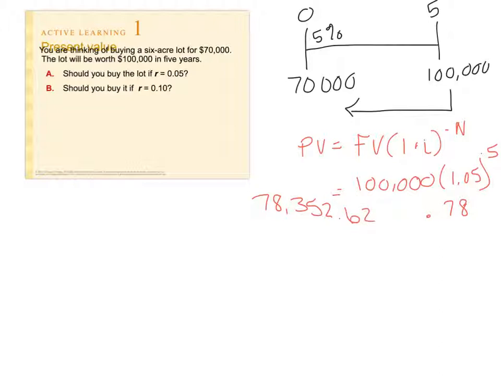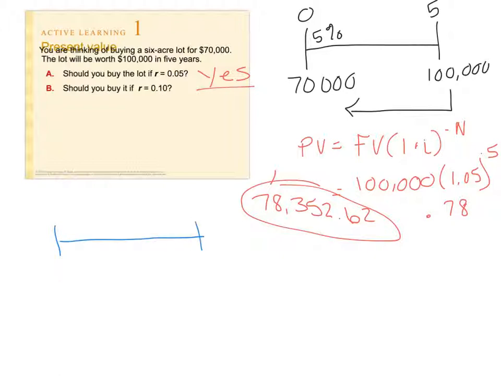Well, which would I rather have? I would rather have $78,352.62. So yes, I would definitely do A. As far as B is concerned, now I'm going to do the same thing. I'll use the opposite formula just for illustrative purposes.